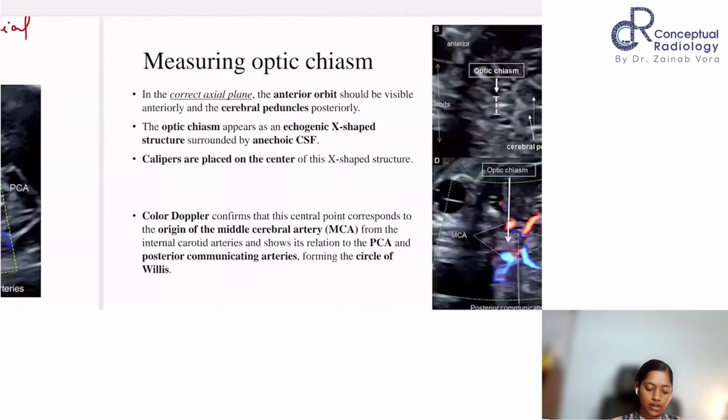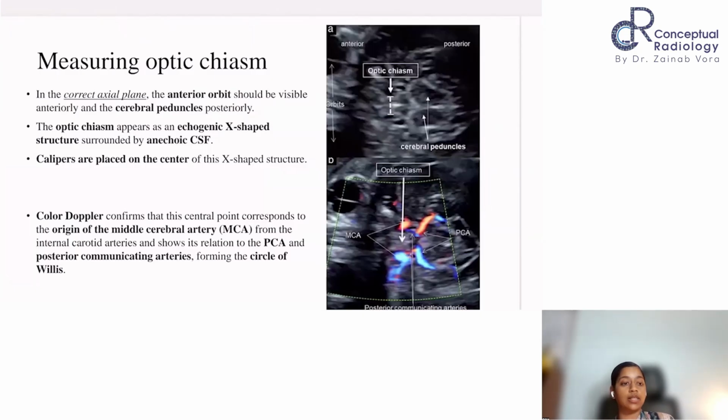Okay, now let us focus. What is optic chiasm? How do we measure it? Now this is a technical thing which we don't do in screening, so something which needs to be focused on. First of all, our goal is to get a correct axial plane.